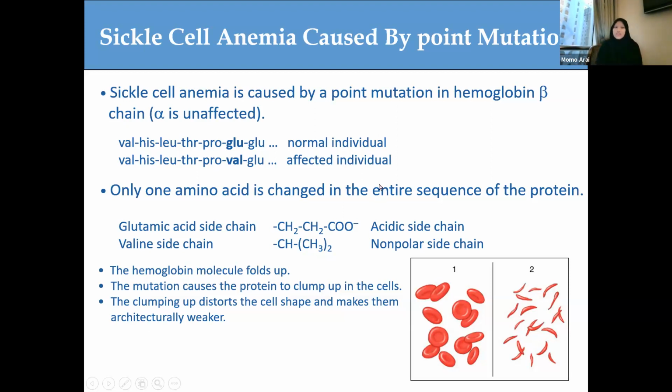Okay. So is sickle cell anemia clear for all of you? The main important thing is the point mutation, right? Of glutamic acid or glutamate into valine. That's the main thing.